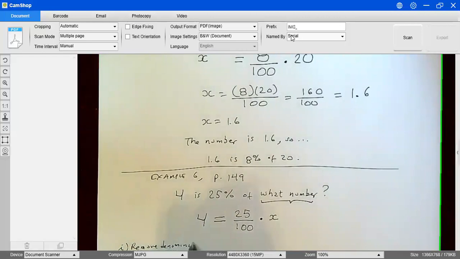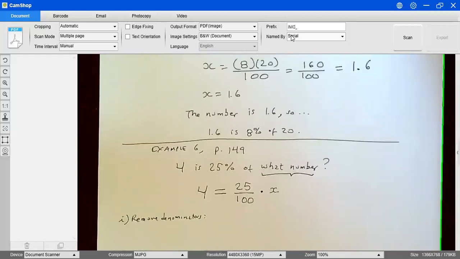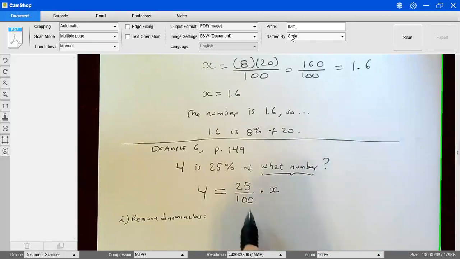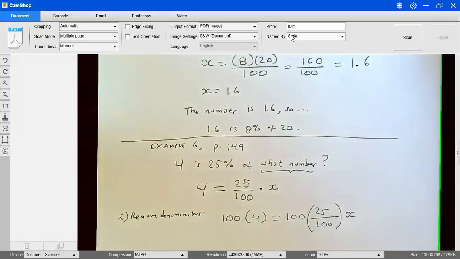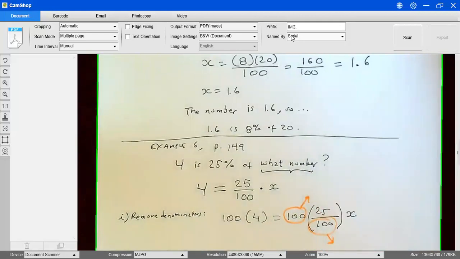So we're going to apply the same techniques that we learned to solve linear equations. So because this is a linear equation, the denominator I want to get rid of is 100. So I'm going to multiply both sides of the equation by 100. So I'm going to be able to remove this and this. So I'm going to get 400 on the left-hand side equals 25x.